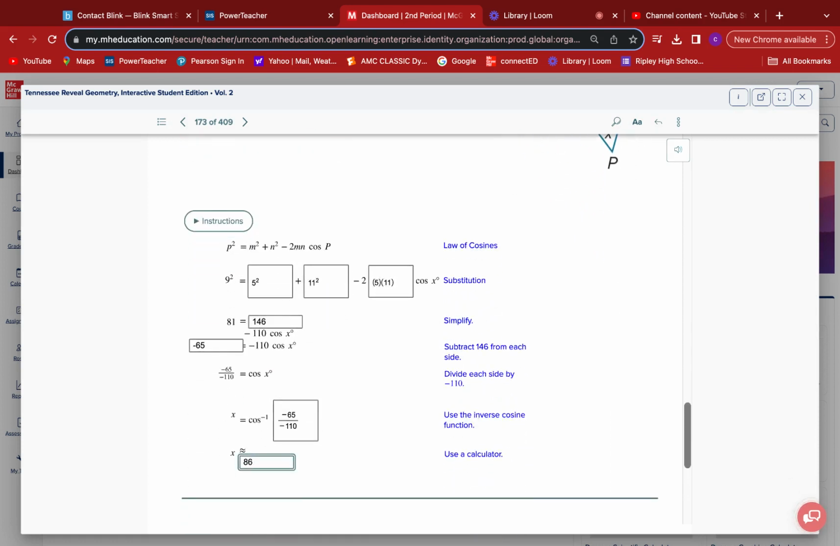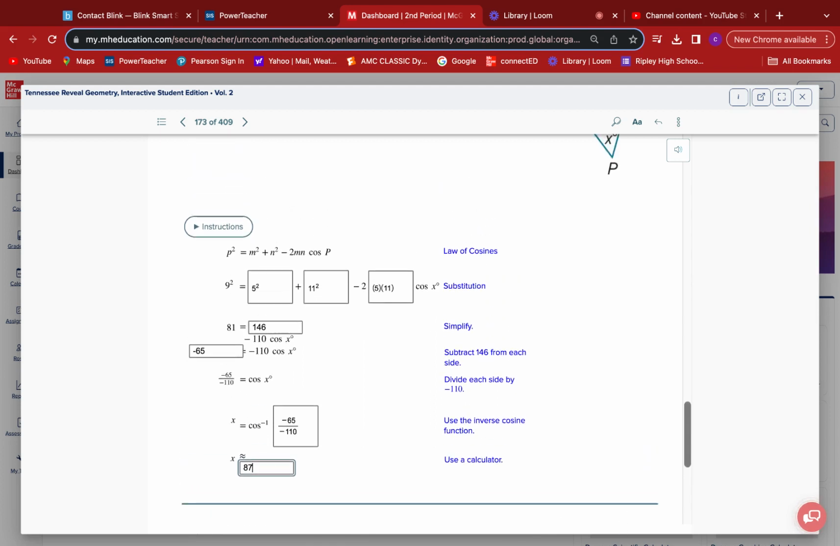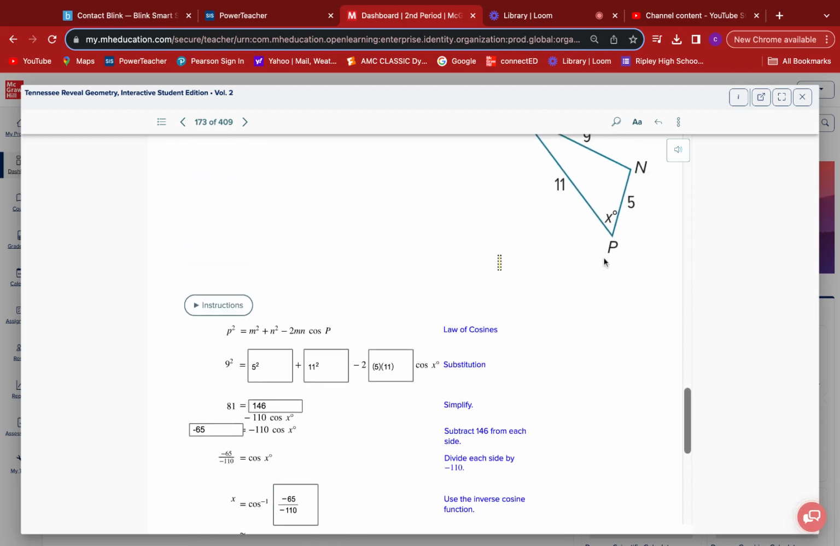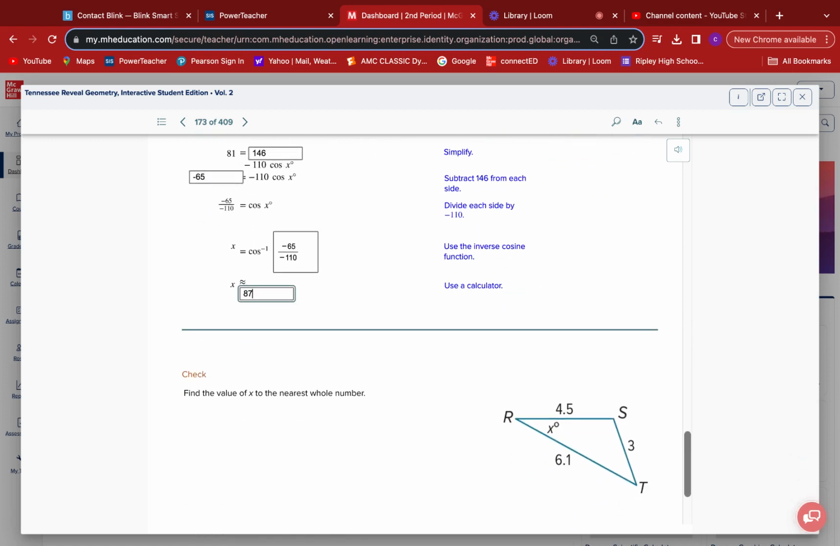All right, back up. So after that decimal is a 6, which means the 6 makes this 86 round to an 87. So you should be looking at 87 degrees. All right, we just found angle P, 87 degrees. 87 degrees for angle P, everybody. All right, got our check coming up.